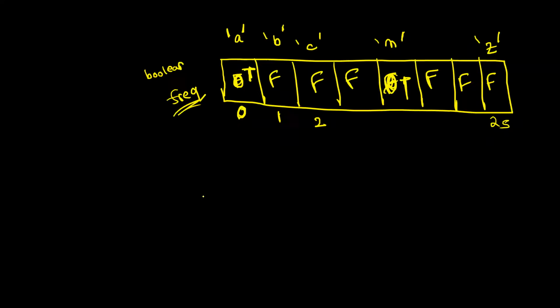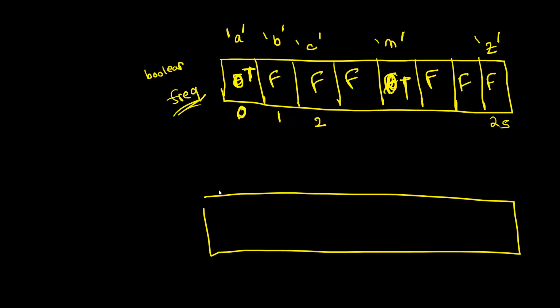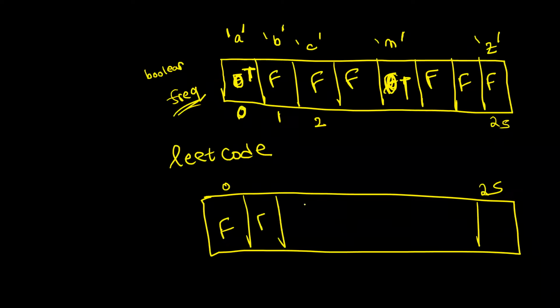Let me give an example. Let's take indexes from 0 till 25. I will need somebody good in maths here to calculate indexes for me. So let's say the string is leetcode. First of all, all the places are false. Everything is false.